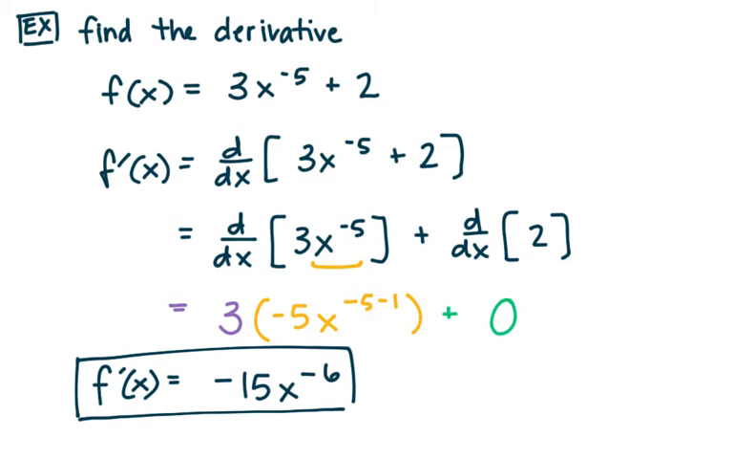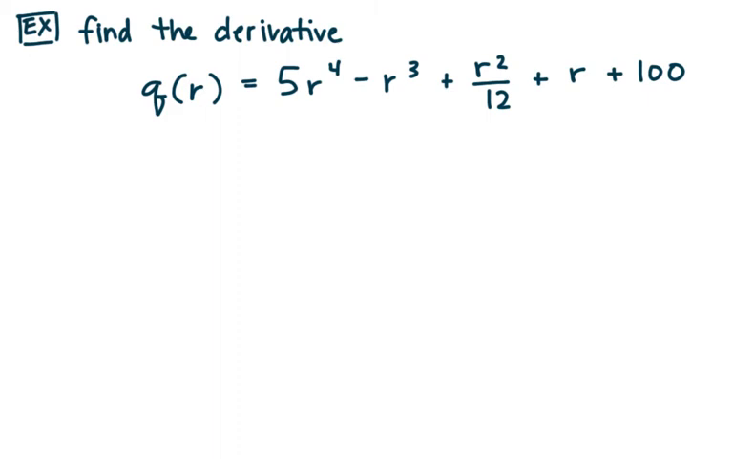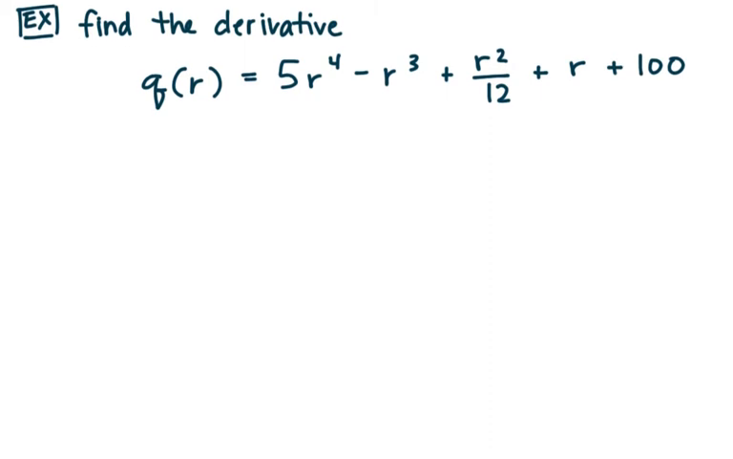Let's just do a couple more examples while we're in this video to really emphasize these rules. For this example, we're going to find the derivative of q of r. Q of r is equal to 5r to the fourth minus r cubed plus r squared over 12 plus r plus 100. So I have 1, 2, 3, 4, 5 terms here. This is the sum or difference of all these terms. Essentially, I'm just going to take the derivative of each term. So my derivative, q prime of r, is going to be the derivative of each of those 5 terms.